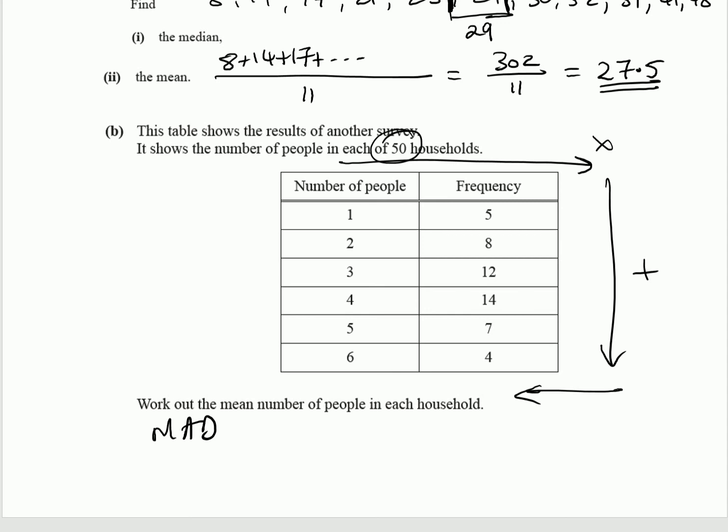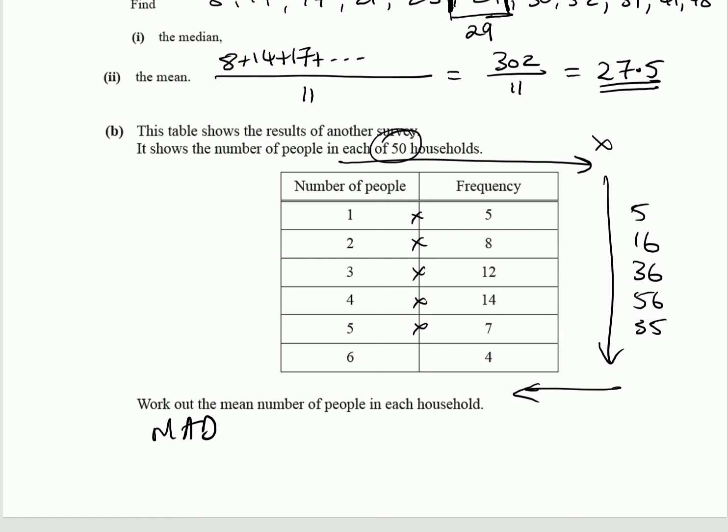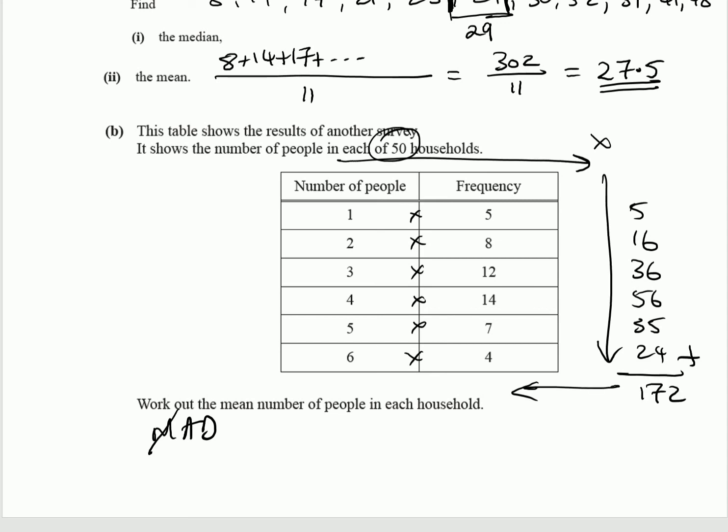So all of my multiplications over here is 1 times 5 for 5, 2 times 8 is 16, 3 times 12, 36, 4 times 14 is going to give me 56, 5 times 7, 35, 6 times 4, 24. I now have to add all that up. And that's coming out as 172. So I've multiplied all those results together, I've added up all my multiplications, and now I have to divide. 172 divided by the total frequency, which is 50, and that will get me my mean.